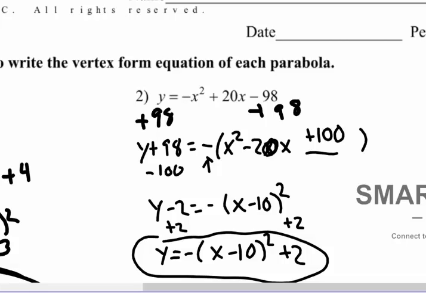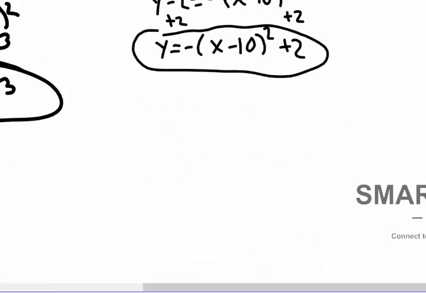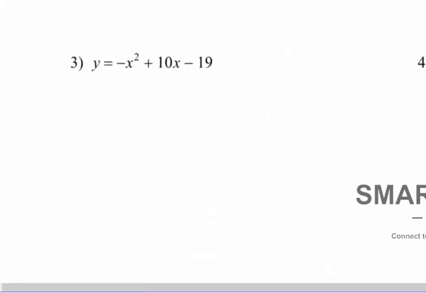Alright, let's see what the next one is. Alright, so the next one I'll set up 3 and 4 for you, and you can finish them. So same thing here, we need to get that negative 19 to the other side, so we're going to add 19 to both sides.